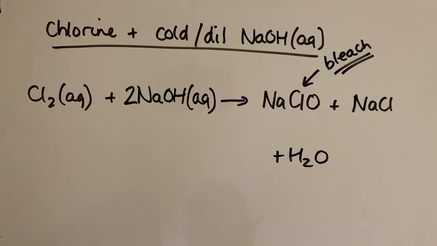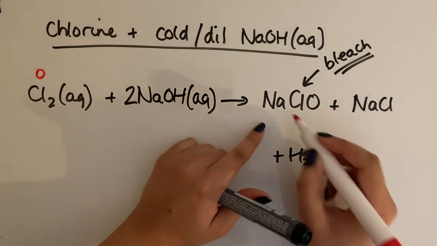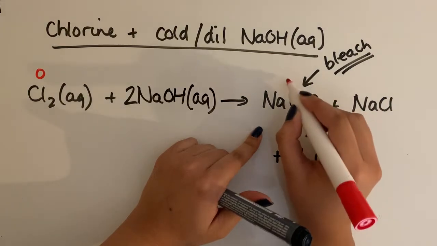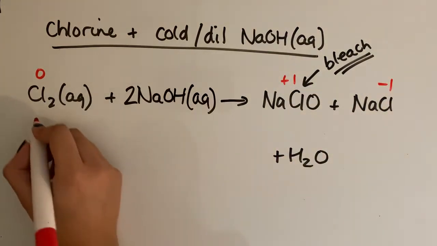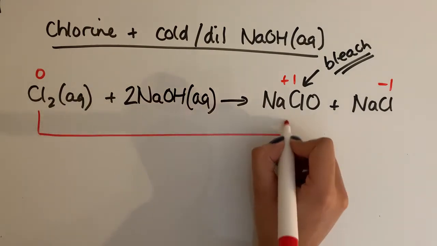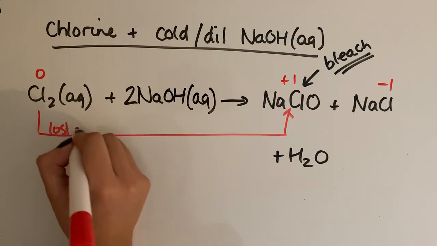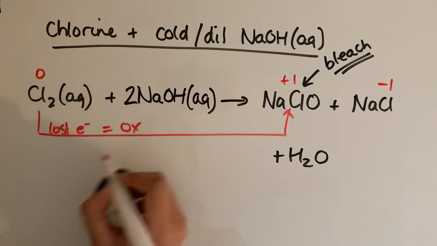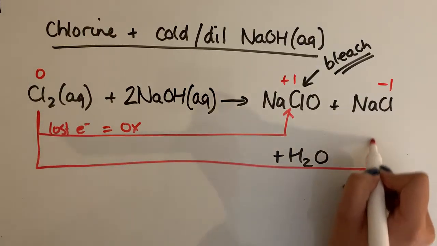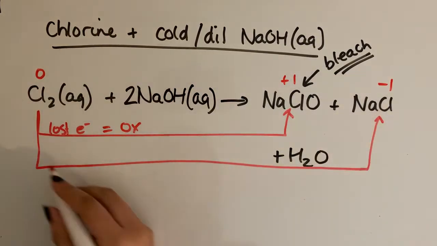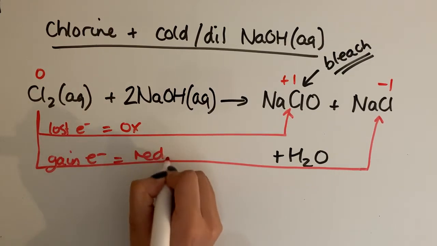In terms of oxidation numbers, I'm just going to put them in for chlorine. So chlorine is 0 there. If this is +1, this is -2. This one here must be +1, and here it's -1. So again, in terms of what's changed, chlorine goes from 0 to +1. It's lost an electron and therefore been oxidized. And again, chlorine, I'm just going to go all the way around here. Over here, it's gone from 0 to -1. It's gained an electron and therefore been reduced.